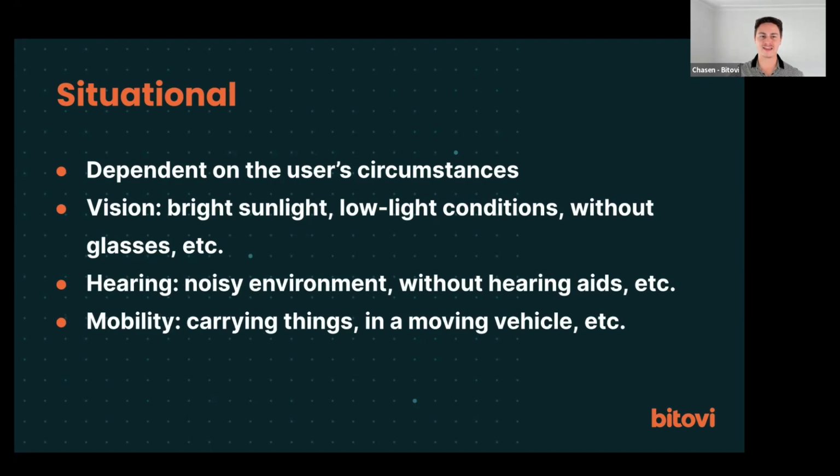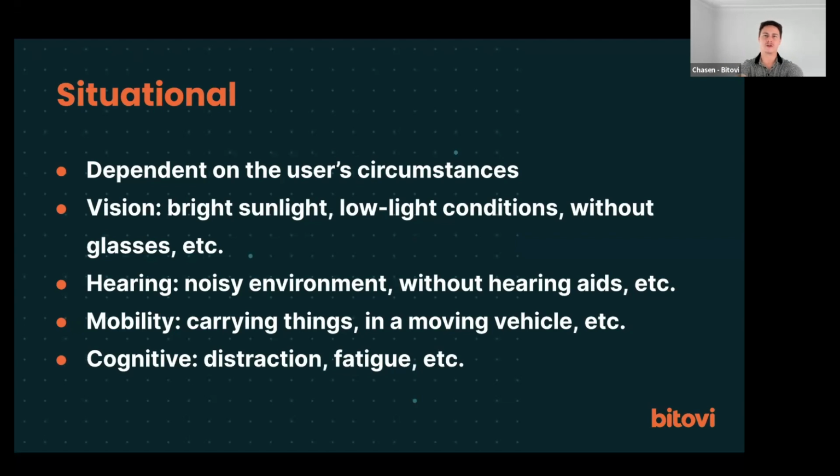Mobility, carrying things in a moving vehicle. I love this one because I think we've all been in a car on a bumpy road, or we've been on a bus or something, and you know, the ground isn't so great. So if we're trying to use our phones or use some other device, that can mean that we lose our fine-grained motor control, right? So being in a moving vehicle and not having fine-grained motor control, that's situational for all of us, and is a reminder of the permanent disability.